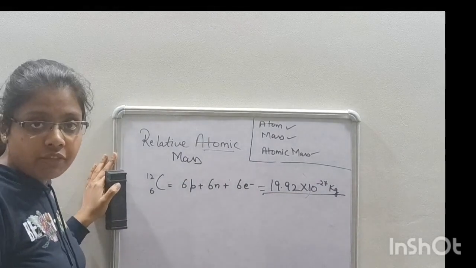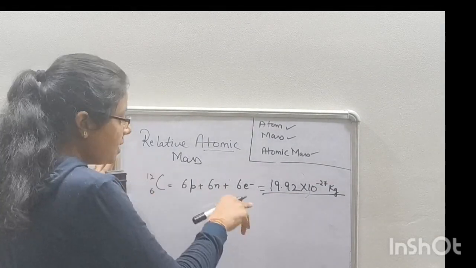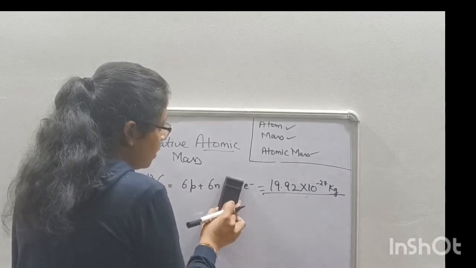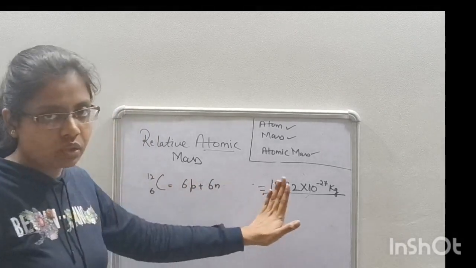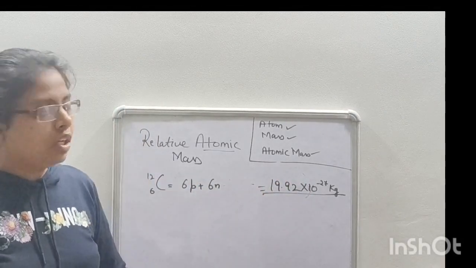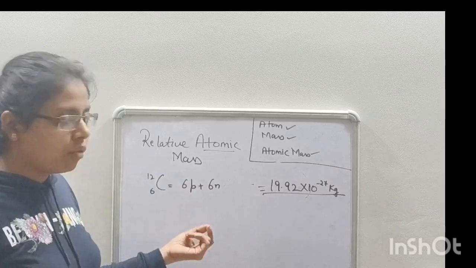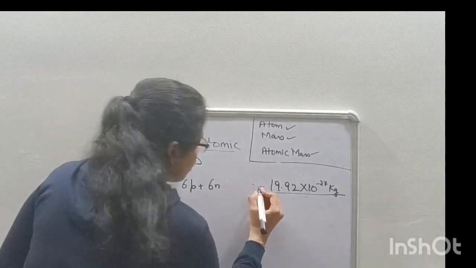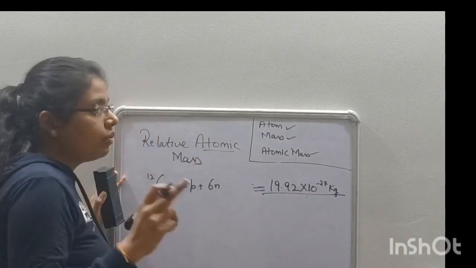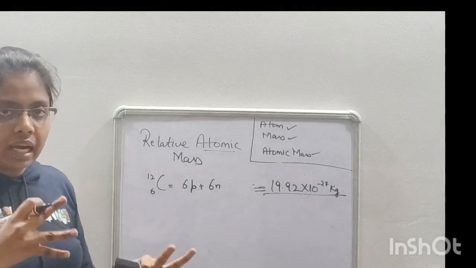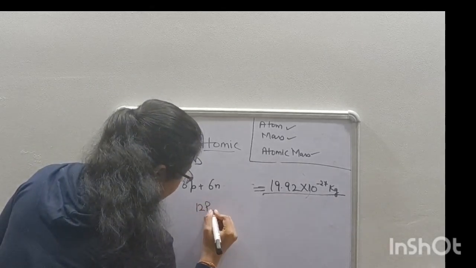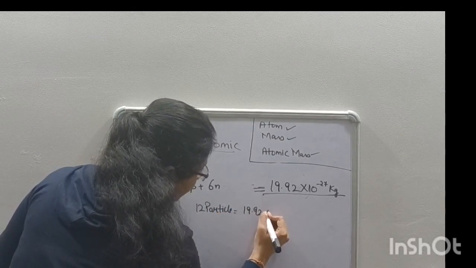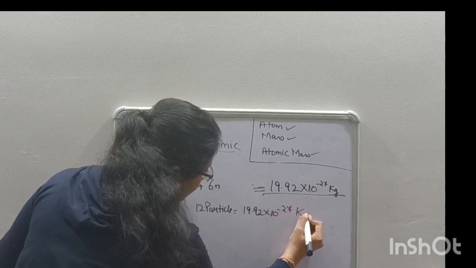This is the mass which they have found. Now I say that the mass of the electrons is already very negligible, so I will remove it. Although it contains the mass of the electrons as well, the mass of an electron is very negligible. So in order to get an average, that is, the mass of a single particle, I will eliminate it. Also we know that the masses of protons and neutrons are almost identical. So I can say that the mass of the 12 particles is equal to 19.92 × 10 raised to the power minus 27 kg.